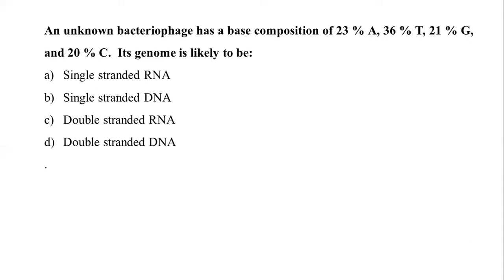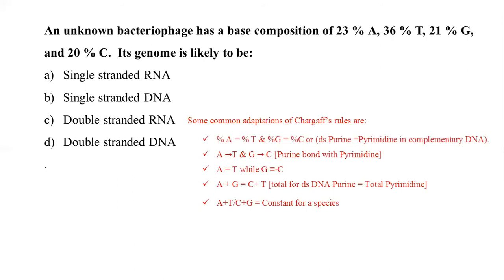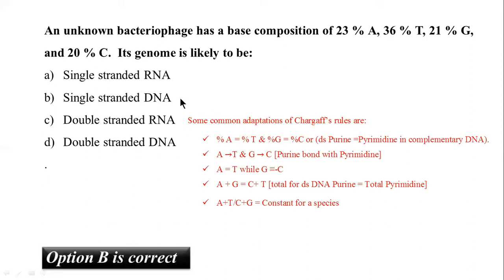Now, if you remember Chargaff's law, in a double-stranded DNA, each of the DNA strands observes the following approximation: the percentage of A is almost equal to the percentage of T, and the percentage of C is almost equal to the percentage of G. So in this particular question, where A is 23, T is 36, G is 21, and C is 20%, they are not aligned with Chargaff's rule of double-stranded DNA. Hence, the DNA must be single-stranded, so option B is correct.